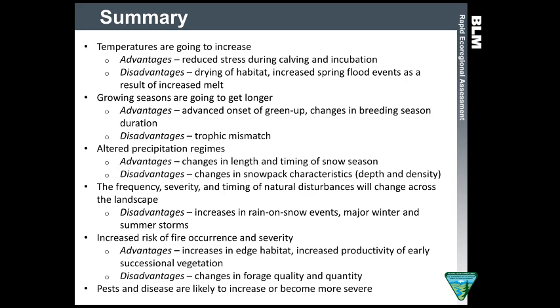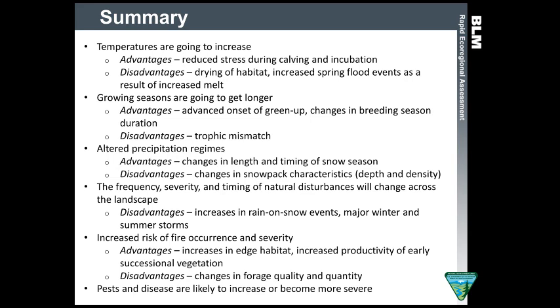Disadvantages can result in a trophic mismatch, where animals arrive on breeding grounds that are already green, and they've missed that peak pulse in nutrient availability. Altered precipitation regime: advantages include changes in the length and timing of the snow season, particularly for the ungulates. You may have shorter snow seasons, and snow is such a limiting factor in their ability to access forage and to move anywhere. Disadvantages include changes in snowpack, such as depth and density.